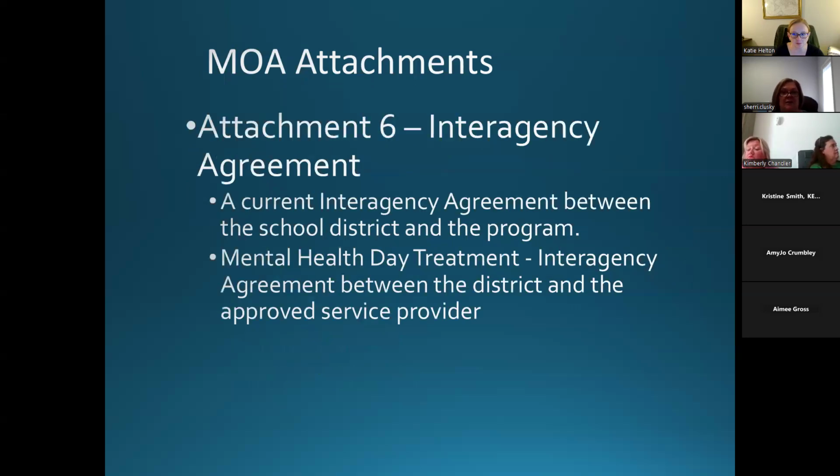Attachment 6, interagency agreement. If you're a DCBS or DJJ program or a mental health day treatment, you will have an interagency agreement with DCBS or DJJ or mental health. Those need to be attached. An interagency agreement is just outlining what everybody agrees to. So we like to make sure that if you're a DJJ program, you have signed a contract with DJJ and also with us, so that we know everybody is meeting all the requirements that they're required to do. Any questions about any of this so far?